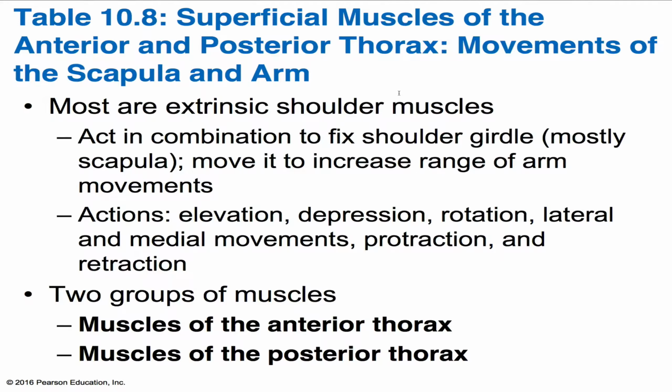Now we're going to be looking at muscles that are responsible for the movement of the scapula, and these are the superficial muscles of the anterior and posterior thorax. Most superficial thorax muscles are extrinsic shoulder muscles, which run from the ribs and vertebral column to the shoulder girdle. They both fix the scapula in place and move it to increase the range of arm movements.